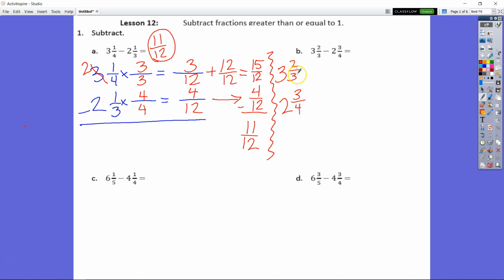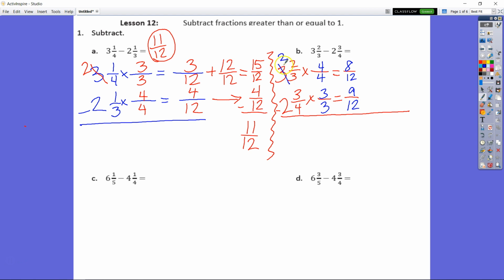I know that 2/3 is about 66%, whereas 3/4 is 75%. So I know it's going to be similar to our first problem, as will all of these problems. So just be mindful of that. So now I want to multiply my thirds by fourths to make 12s, and I want to multiply my fourths by thirds to make 12s. So now I have 8 12s and 9 12s. Well, I can't take 9 away from 8. So 8 minus 9 I cannot do, so I have to take one whole.